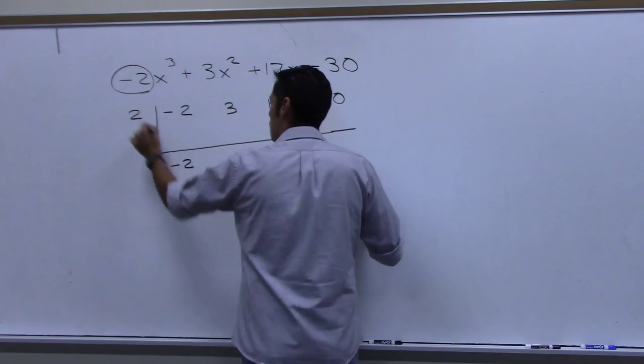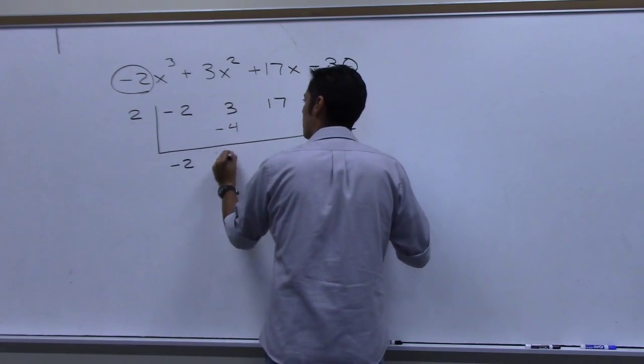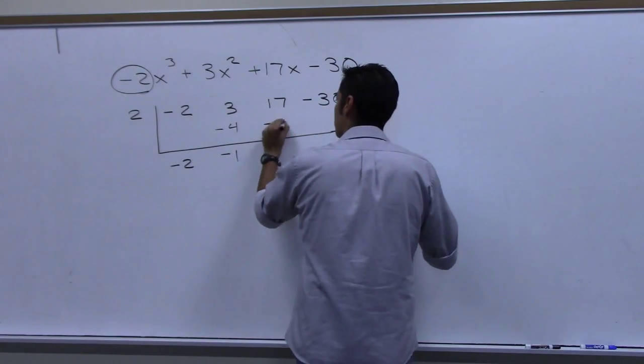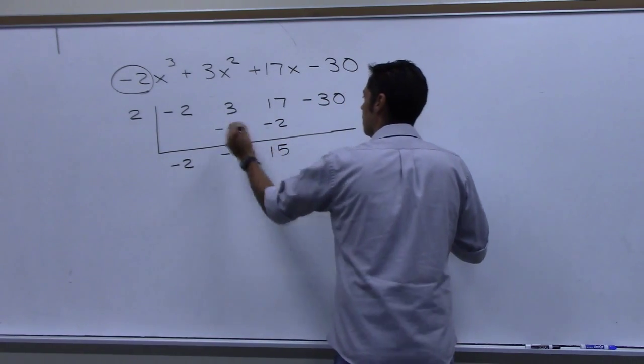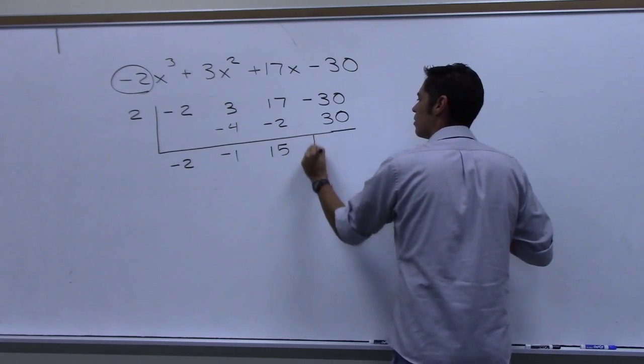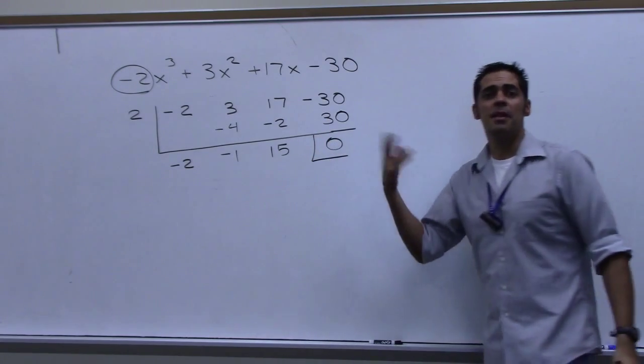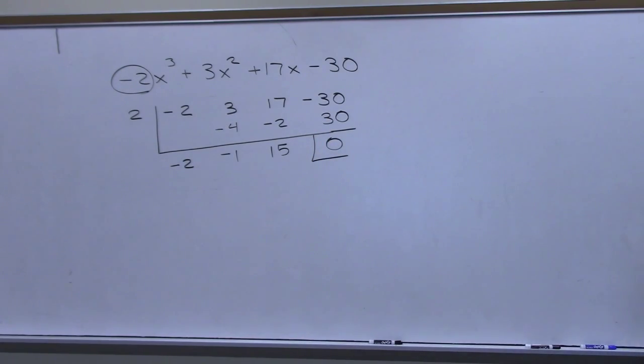-2 comes down. -4, -1, -2, that's 15. Yeah, 2 works. So look, I'm skipping over 1 and -1. You understand you would have to do that first, right? And then they would both not work, I think.